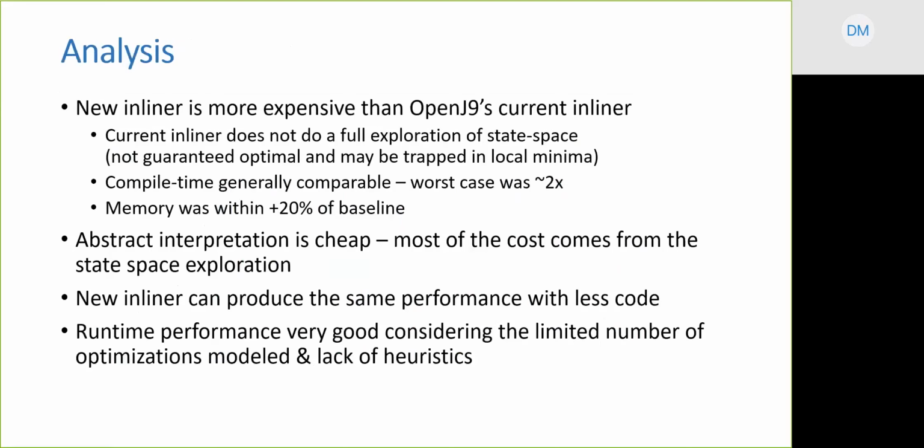First is that the current inliner does not do a full exploration of the state space, right? It is an eager inliner. It may backtrack at selected points, but there is no guarantee that it will consider every possible inlining combination. Whereas the new inliner, for a given budget, will consider all possible combinations. So the state space that's being searched is larger, which necessarily, in some cases, increases the amount of memory and stuff that's being consumed. The compile time is generally comparable.